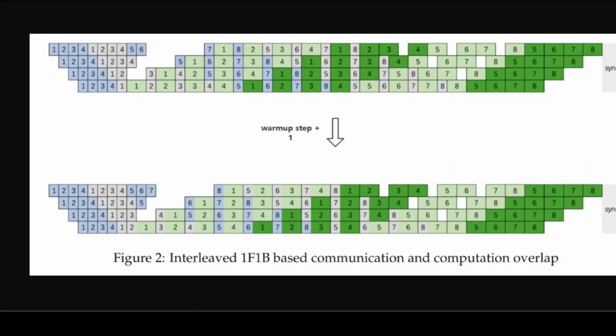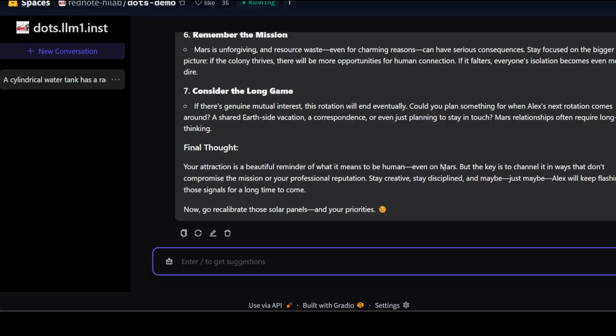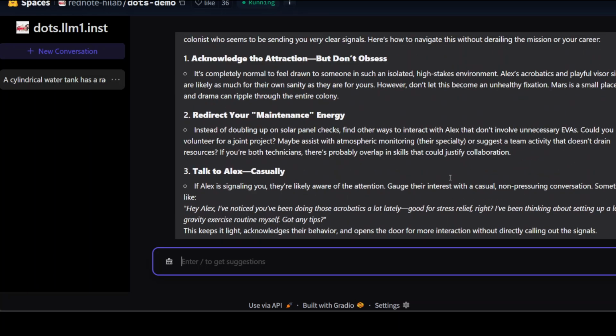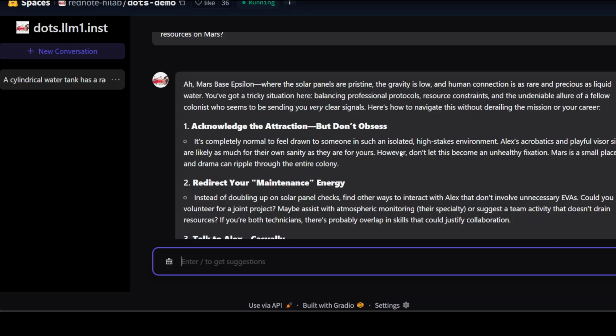And I think if we combine this with DeepSeek's training strategy, which I have already discussed in other videos, this could be a really huge thing. I mean, it might really bring down the cost of training considerably. There you go. Now look at the response of the model.